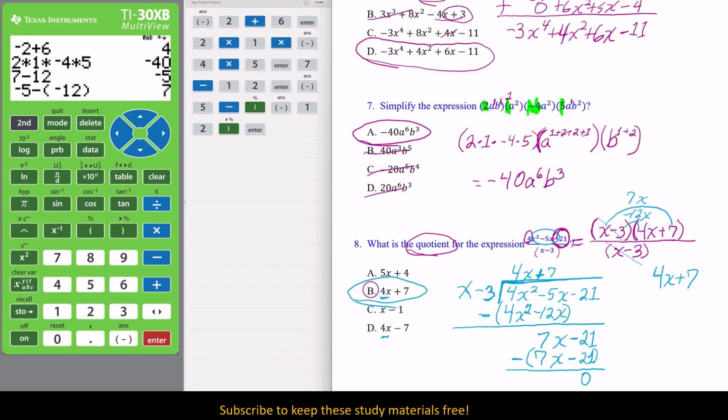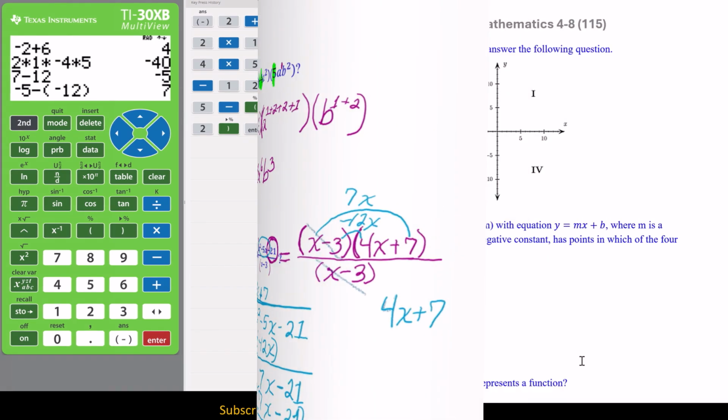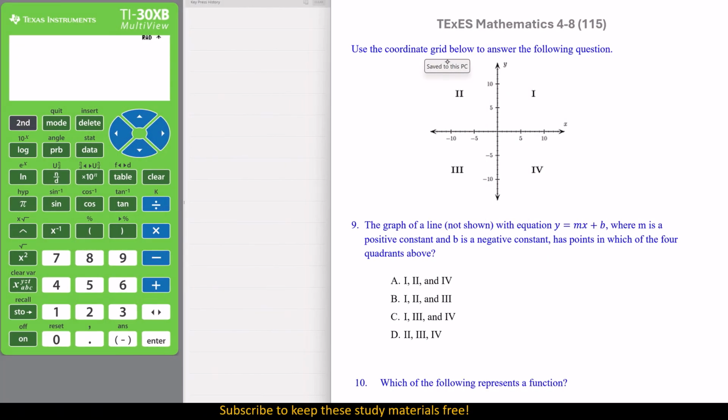Okay, let's try number 9. Use the coordinate grid below to answer the following questions. Number 9. The graph of a line not shown with equation y equals mx plus b, where m is a positive constant and b is a negative constant, has points in which of the 4 quadrants above.